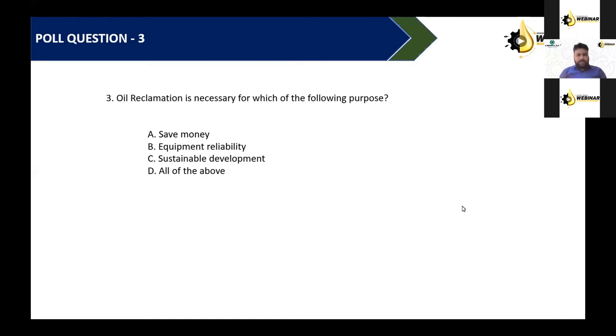So we have the poll results, where certainly the audience has polled for all of the above. People want each of the benefits as listed here. They want to save money, they want to increase the reliability of the equipment, and certainly the sustainable development. That's really great to know. And thereby, I must say that the upcoming slides would be much in sync with the thought process of our audience.